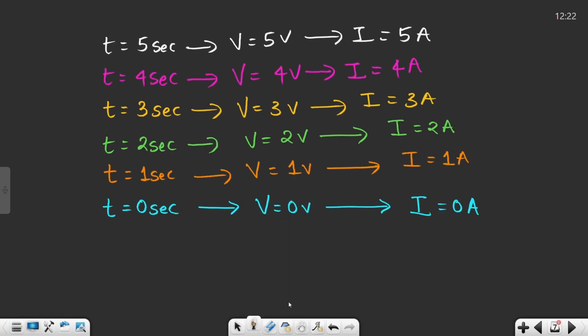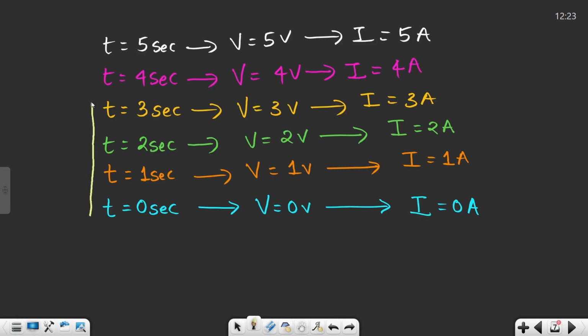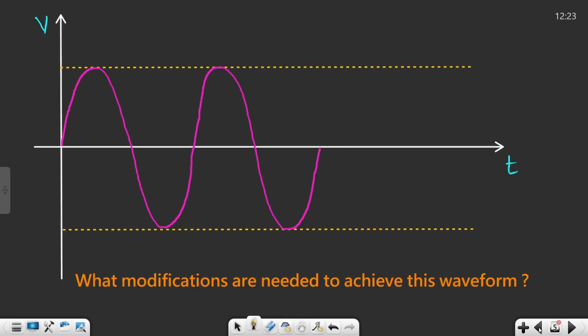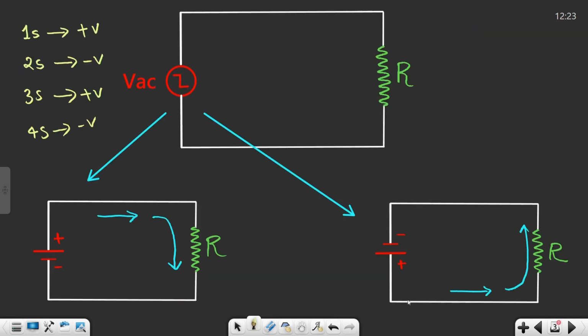What we can observe is, as my time is increasing, I am increasing my voltage slowly. Let me change the color. As my time is increasing, I'm increasing the magnitude of voltage slowly. In the previous scenario, as my time increased, I changed the voltage directly to a certain magnitude. Let's say I was at around 5 volts at around 1 second, and quickly I changed the voltage to minus 5 volts. So we were just changing the terminal of the battery.